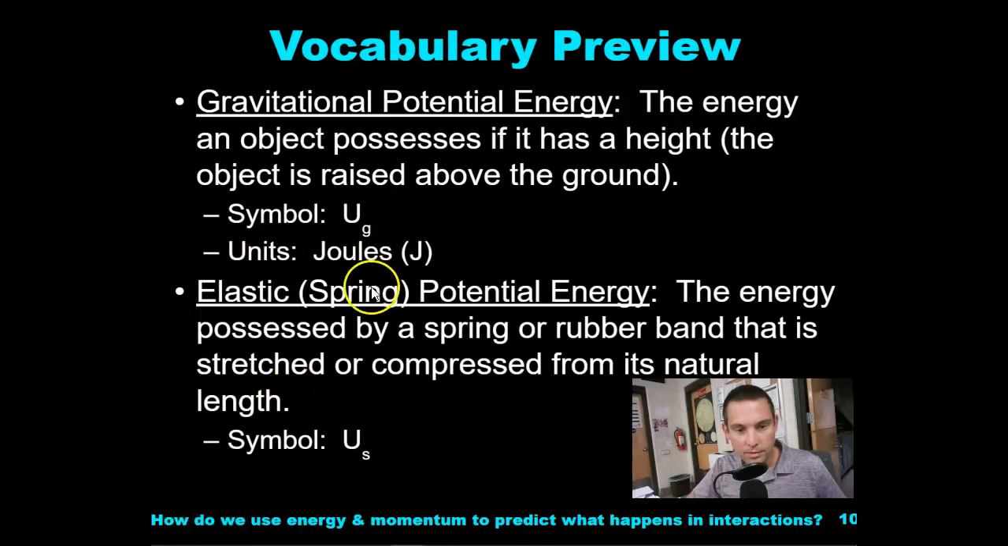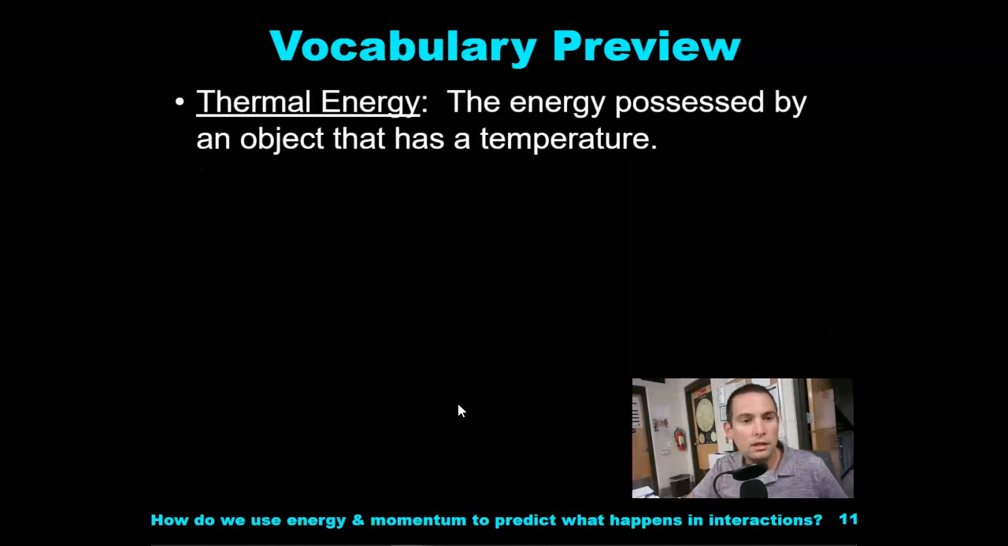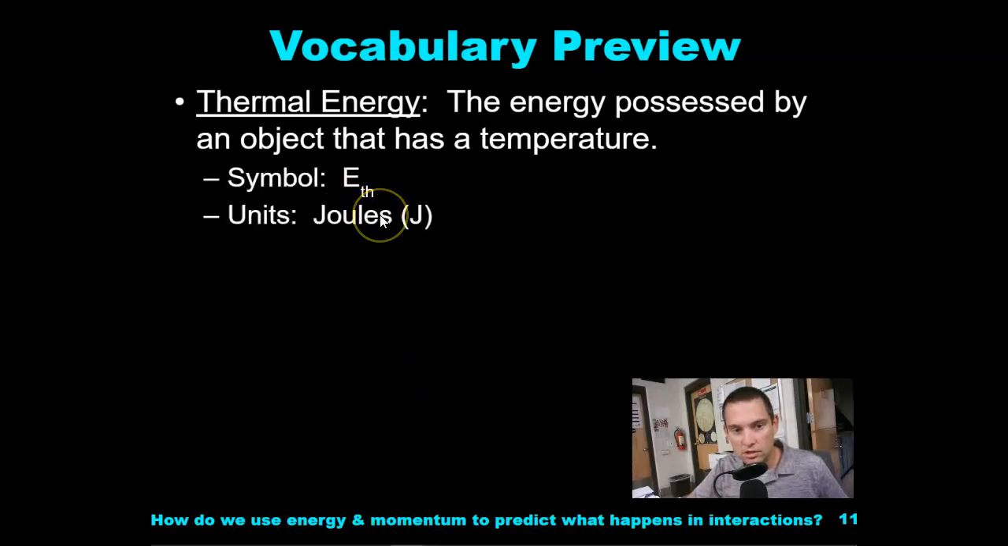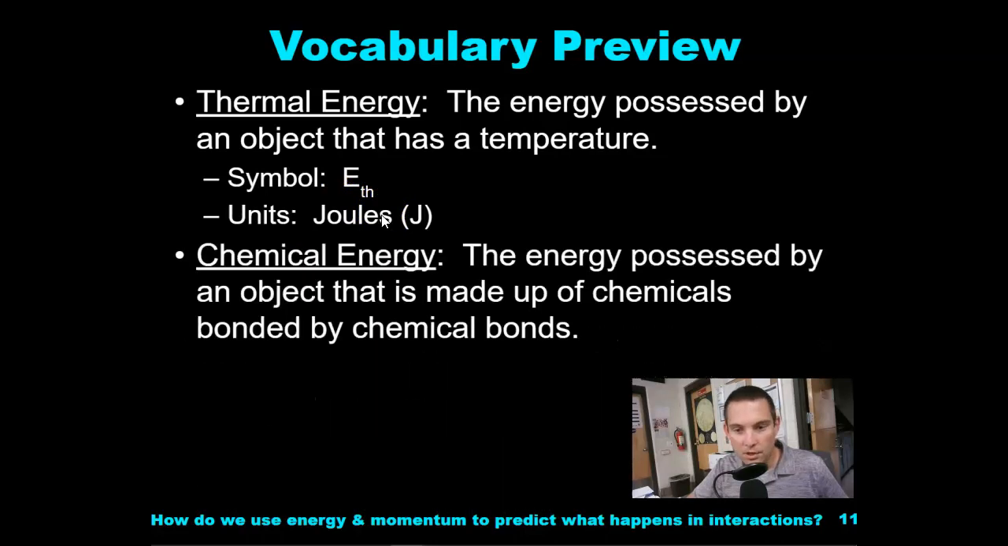Because it's potential, we use the letter U, U sub S for spring potential. And guess what the units are? Thermal energy: the energy possessed by an object that has a temperature, E sub TH. Thermal energy is measured in joules. Chemical energy: the energy possessed by an object that is made up of chemicals bonded by chemical bonds. Symbol, capital U sub C.